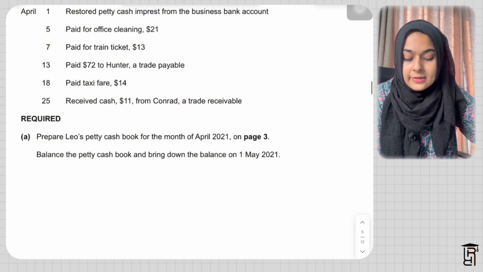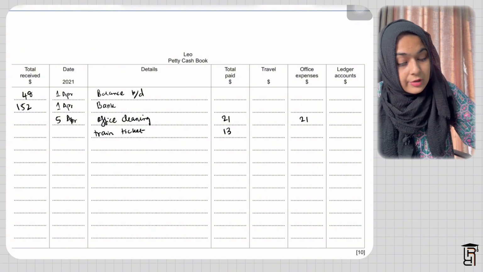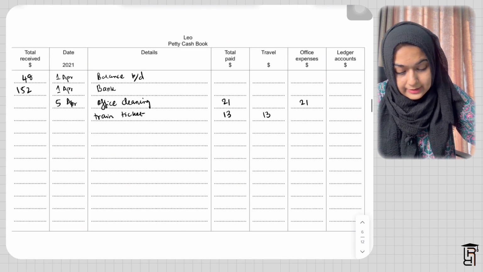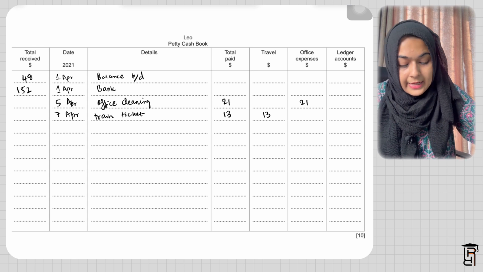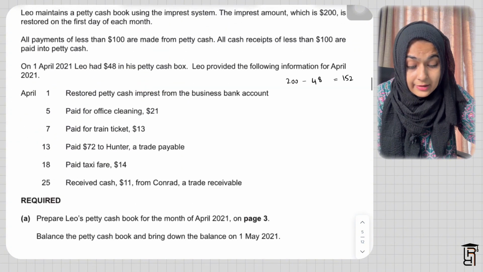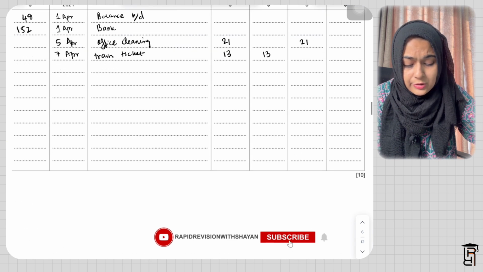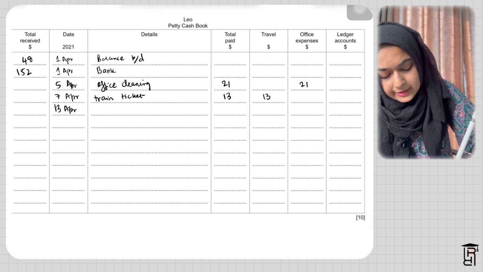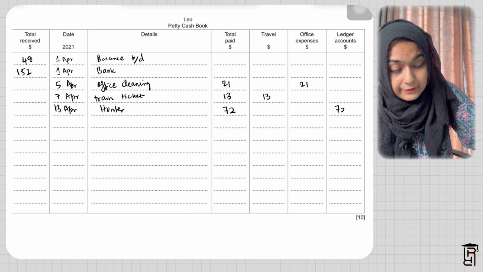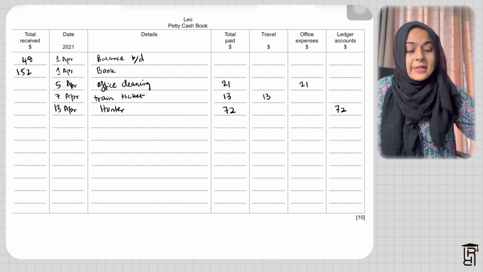The next transaction is paid for train ticket $13. So I'll write here train ticket, $13 in total paid, $13 in travel, and this is going to be April 7th, so 7th April. Then we have the next transaction, they are saying paid $72 to Hunter, a trade payable. So I'll write here 13th April, Hunter, and total paid 72 and ledger account 72, because Hunter is a trade payable account and Hunter's account will be debited and petty cash is being credited here.